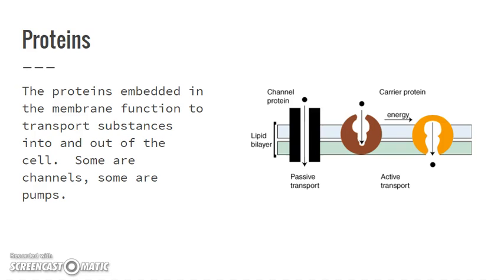Then we have the proteins. Now we've talked about the proteins being pumps or being there for transport. The proteins embedded in the membrane function to support and transport substances into and out of the cell. Some are channels and some are pumps. So if we see here, they might just let something through. They might attach somewhere and then open or close. So there are all kinds of different ways the proteins can interact.